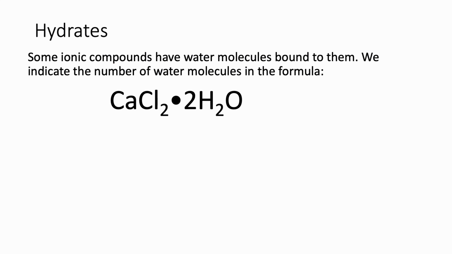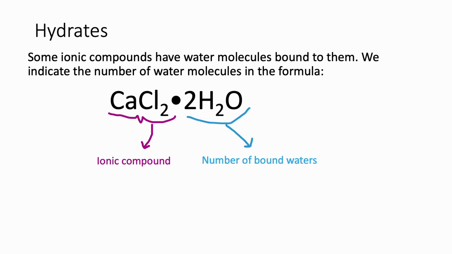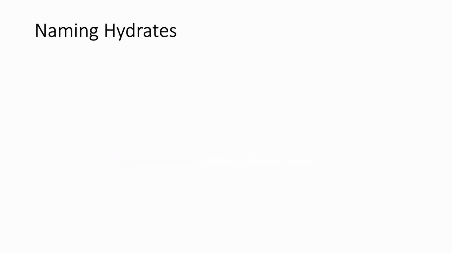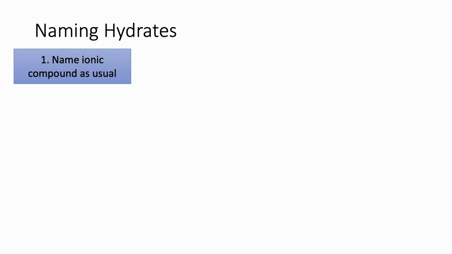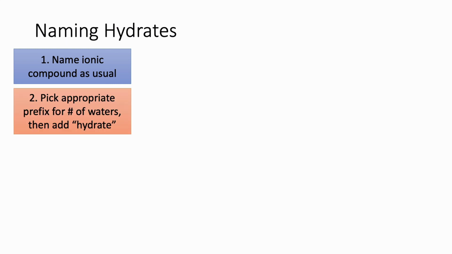Calcium chloride often comes as what we call a dihydrate. So here's calcium chloride with waters bound to it. Calcium chloride, of course, is our ionic compound. Then there's that dot that separates the ionic compound from the number of waters that are bound to it. Now, when we're naming hydrates, we're going to first pick out the ionic compound and name that the way we always do. And then we're going to look at what's after the dot, pick the appropriate prefix for the number of waters, and write that along with the word hydrate.